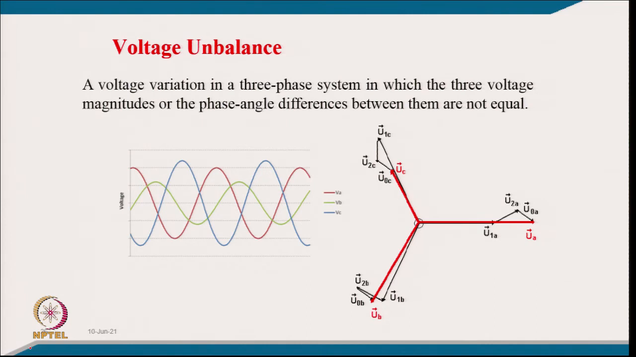Then voltage unbalance. We will talk about later why it is there, but voltage unbalance is a 3-phase system condition where the 3 voltage magnitudes or the phase angle differences between them are not equal, as you can see here. The red, blue, green magnitudes are not equal, so you can analyze this unbalanced voltage as a sum of positive sequence, negative sequence, and zero sequence, as you can see in the phasor diagrams. So that is a kind of unbalance, and why is it there?